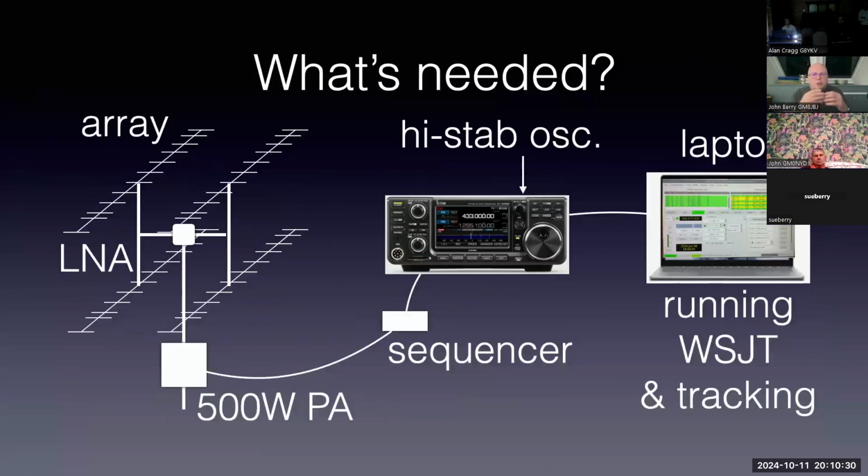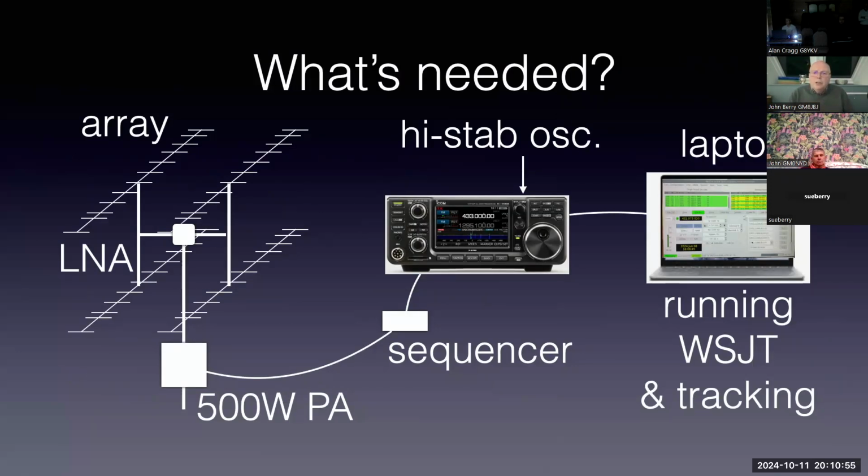So what's needed? What do we need to actually kick off? Well, I mentioned I've gone down the road of LNA, four-unit, 4-Yagi array, and 500 watts. I'm not there with the 500 watts yet. I've got a rig. I've got a sequencer so that I don't blow my low noise amplifier up with my PA, so that I shut down the low noise amp before I send, but that's all standard stuff.